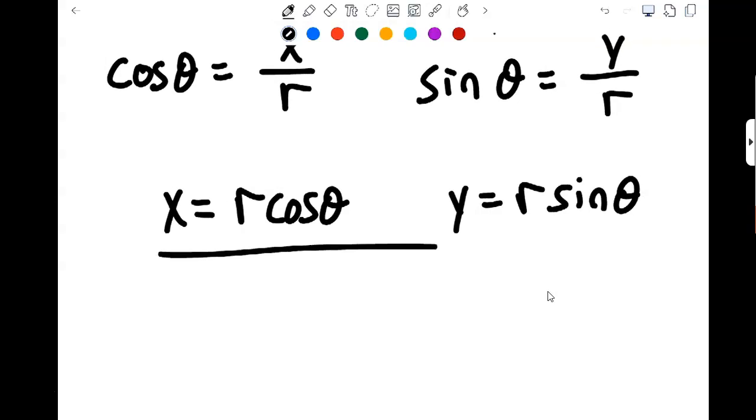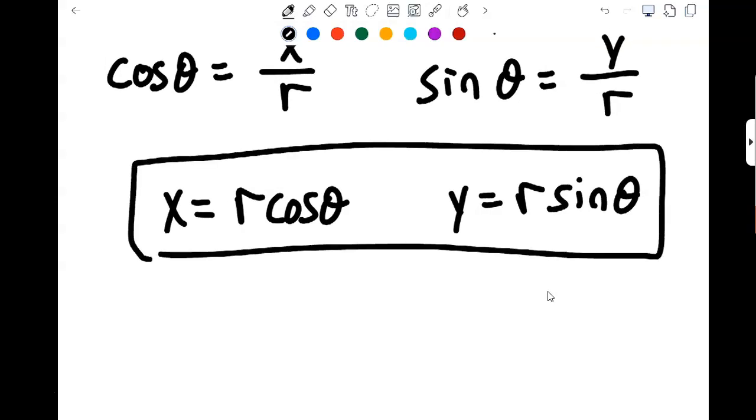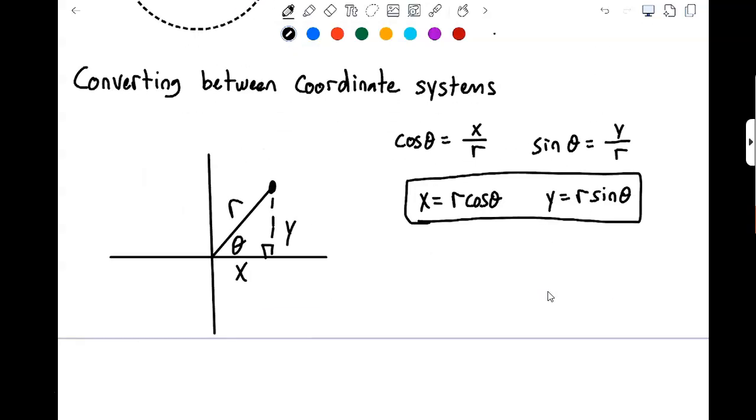If we know r and theta, then we can compute x and y by just doing r cosine theta and r sine theta to get x and y. Now what about the other way? How do I get from x and y over to r and theta?